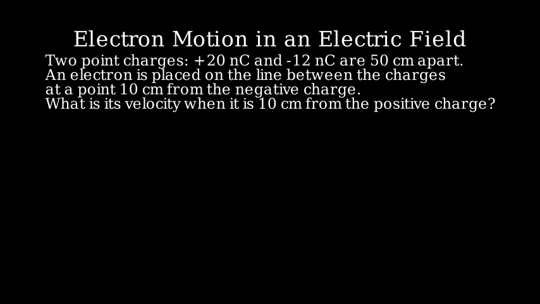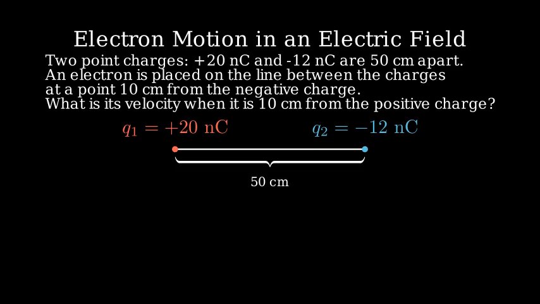Let's first sketch this scenario to visualize what's happening. We'll represent our charges as points on a line. Here on the left, we have our positive charge Q1, which is 20 nanocoulombs. And here on the right, we have our negative charge Q2, which is negative 12 nanocoulombs. The distance between them is 50 centimeters.